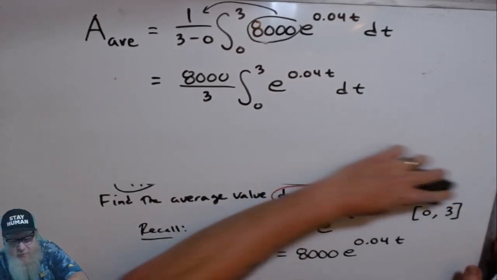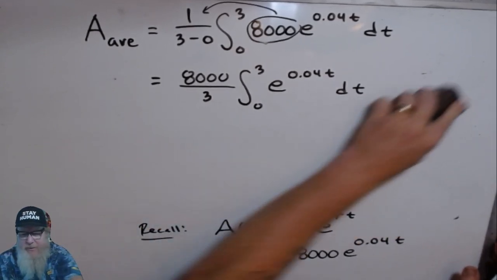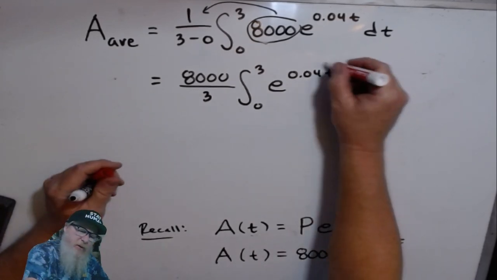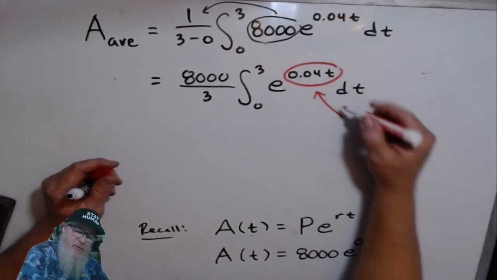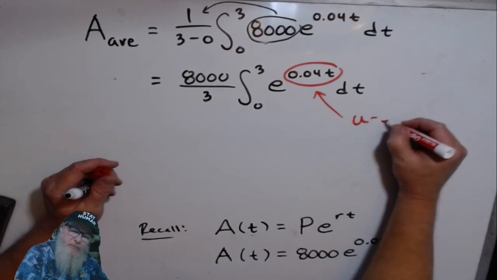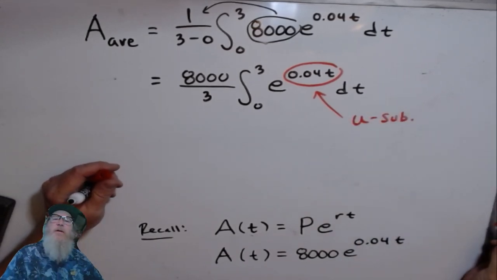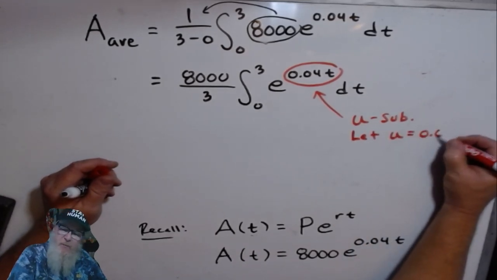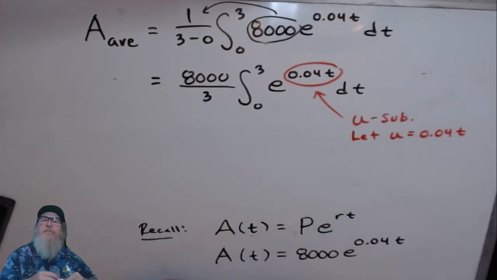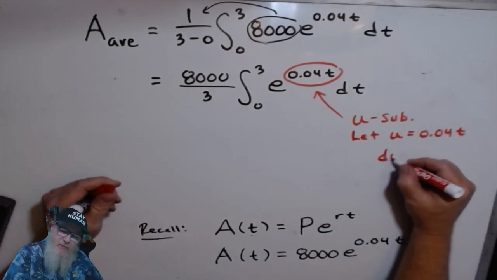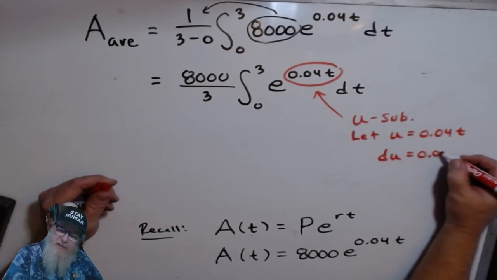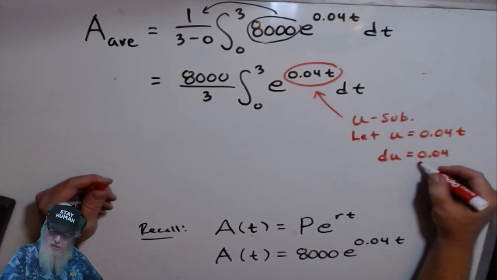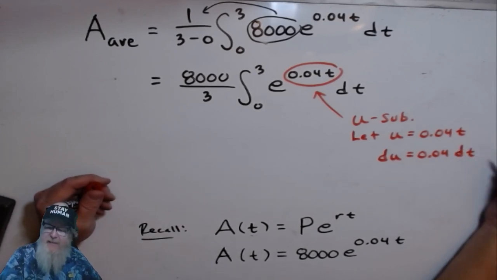I also wanted an excuse to cover some more integration techniques, or at least to review one of the integration techniques that we learned. So we're going to review really quickly U substitution, or U sub. So what we're going to do is let u be 0.04 t, and then du, this is a very easy one because the derivative of 4/100 times t is just 4/100 dt.